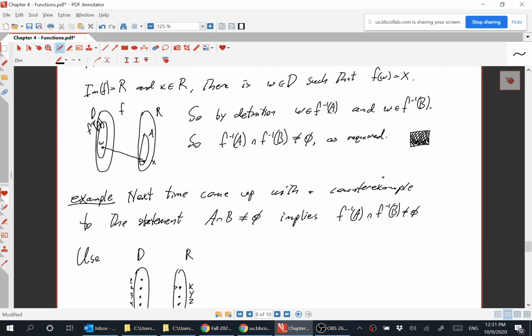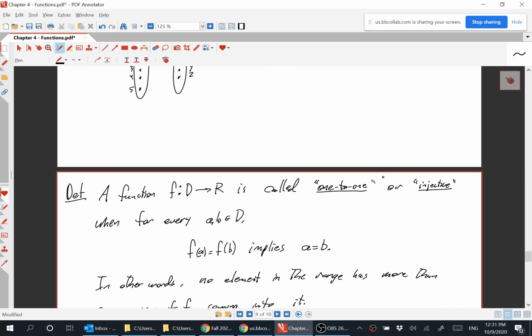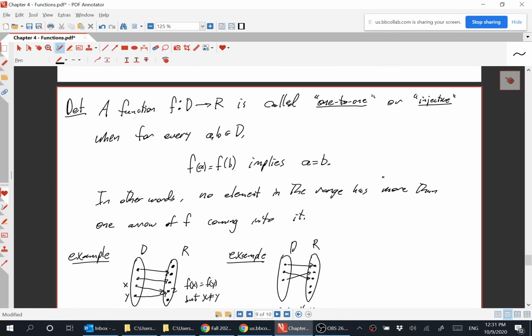So just for the sake of the video, we'll go back here briefly. A function f from D to R is called one-to-one or injective when for every domain elements a and b, f of a equals f of b implies a is equal to b. In other words, f of a equals f of b only when a is equal to b.